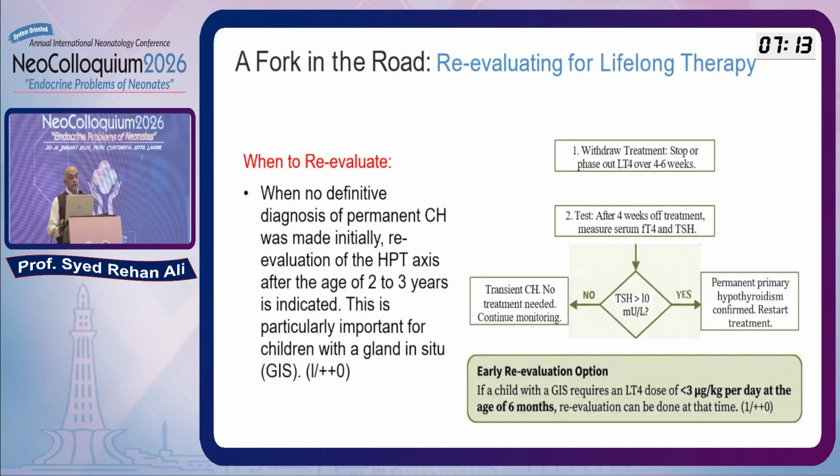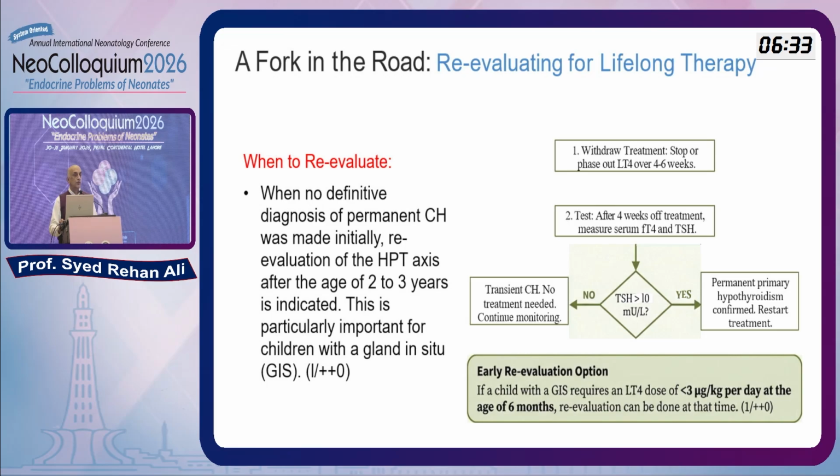So when to reevaluate these children, whether these children need lifelong therapy or we should stop. When no definitive diagnosis of permanent congenital hypothyroidism was made initially, there should be a re-evaluation at the age of 2 to 3 years. This is particularly important for the children who have a gland in situ on ultrasound. So if you're seeing a child who you have done the ultrasound and there is a gland present, there is always a chance that this child might come off treatment.